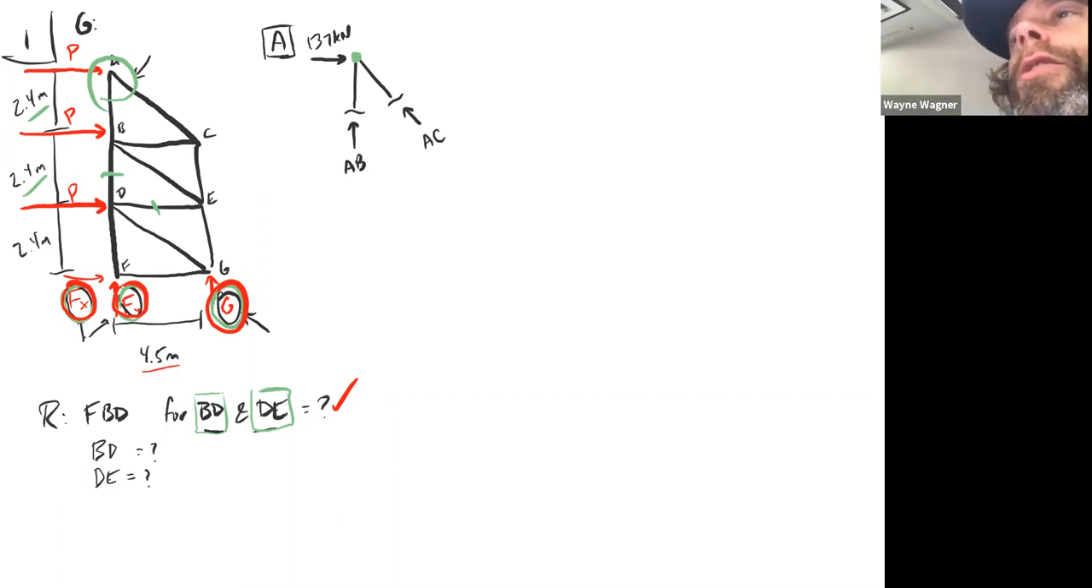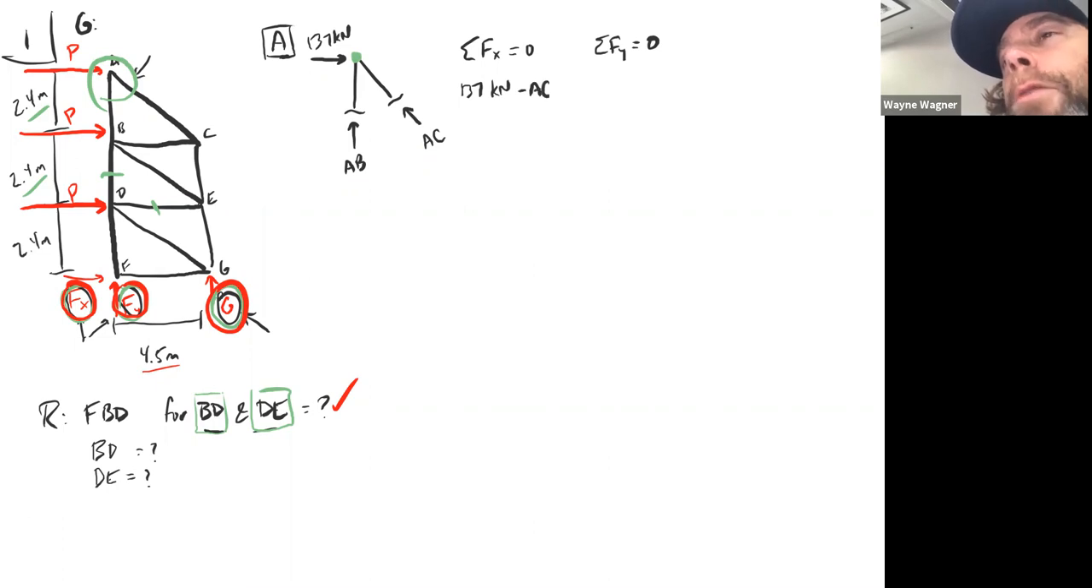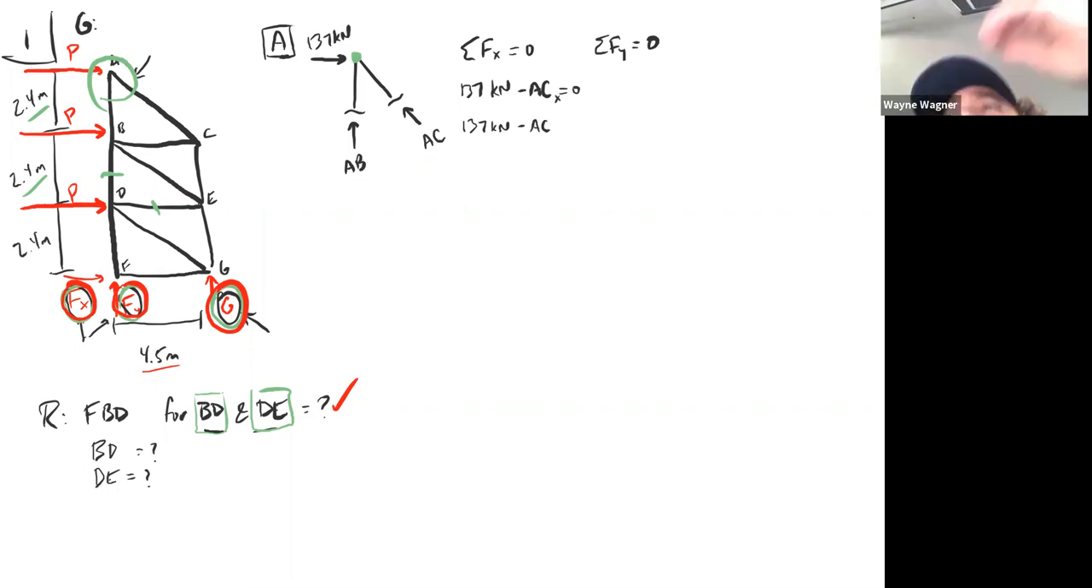So what we do on this is say the sum of the forces in the X equals 0, and the sum of the forces in the Y equals 0. In the X direction, we've got 137 kilonewtons and minus AC, whatever the component of that is in the X direction, equals 0. That's a little annoying because we're going to have to deal with some angles here. So we're going to say 137 is positive minus AC. And most of you guys prefer to do the, what do they call that thing?